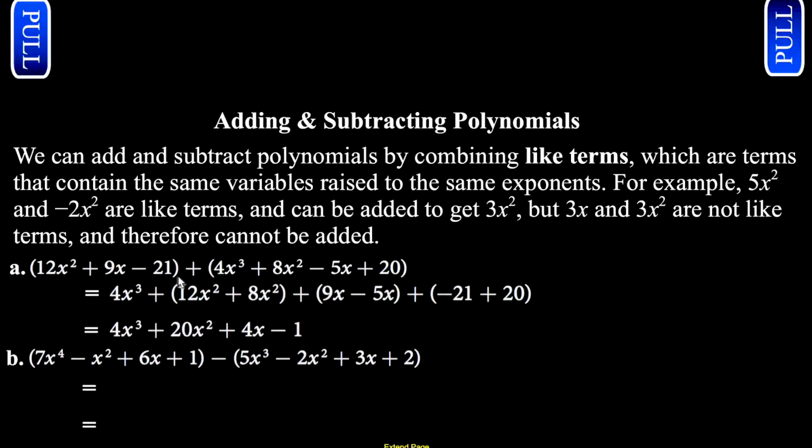So the second step here, I've just grouped together the like terms, and then here is our final answer in standard form. You want to make sure that you're putting your answers in standard form as well.